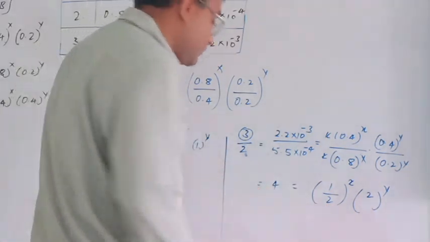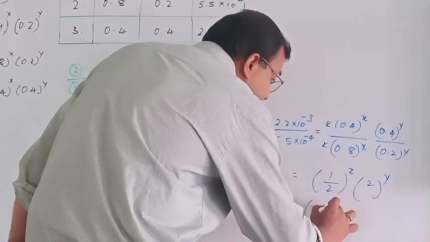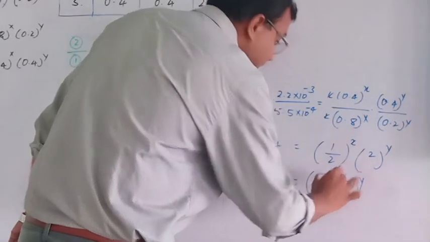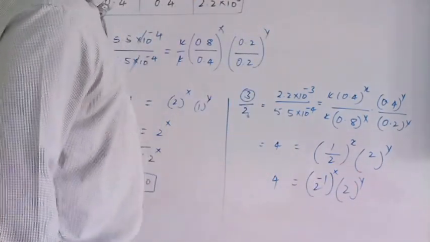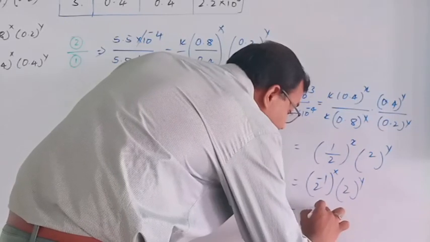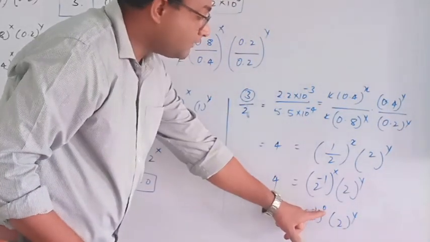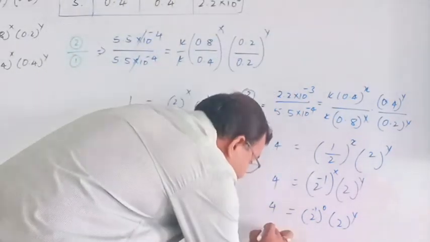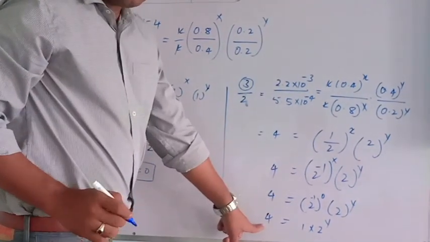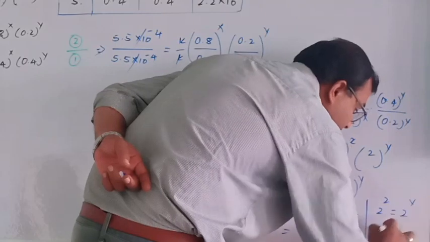So how to write this? This can also be written as 4 is equal to 2 power minus 1 to the power x, and 2 power y. Since we know that the value of x is 0, 4 is equal to 2 power minus 1, power 0, into 2 power y. So the overall power is 0, and half power 0 is always equal to 1. So 4 is equal to 1 into 2 power y, or this 4 can also be written as 2 power 2. Here I write 2 power 2 is equal to 2 power y, then y is equal to 2.